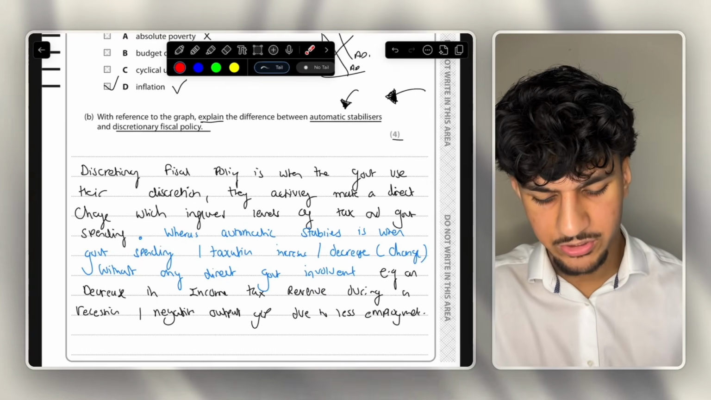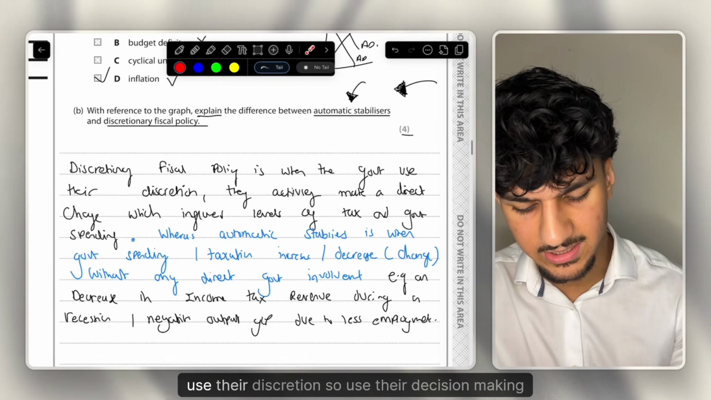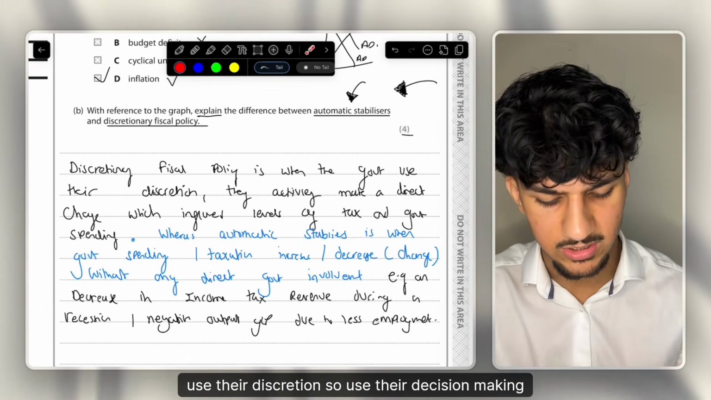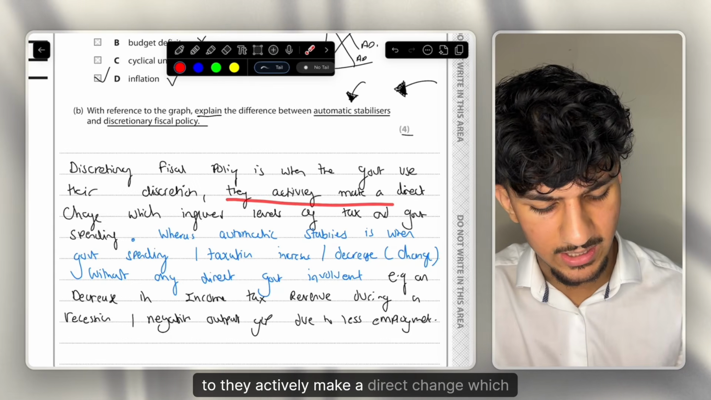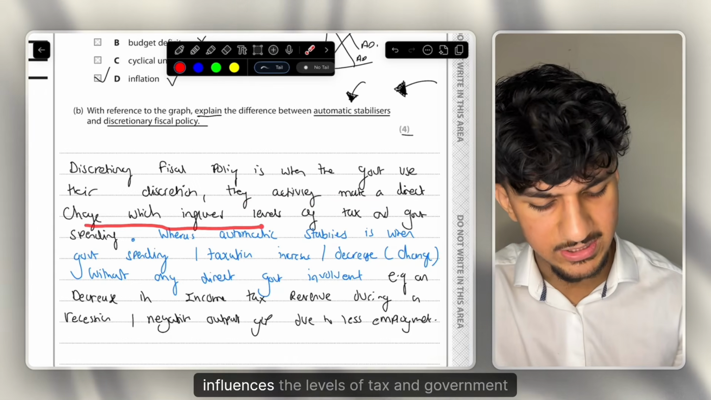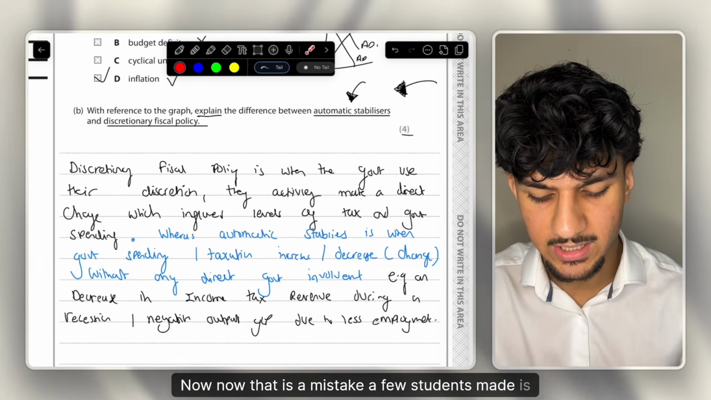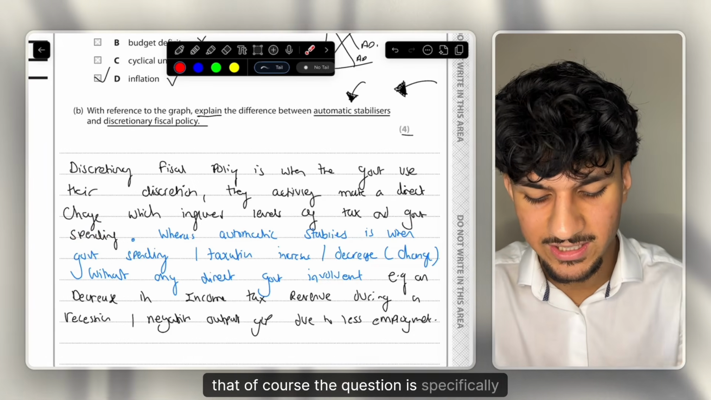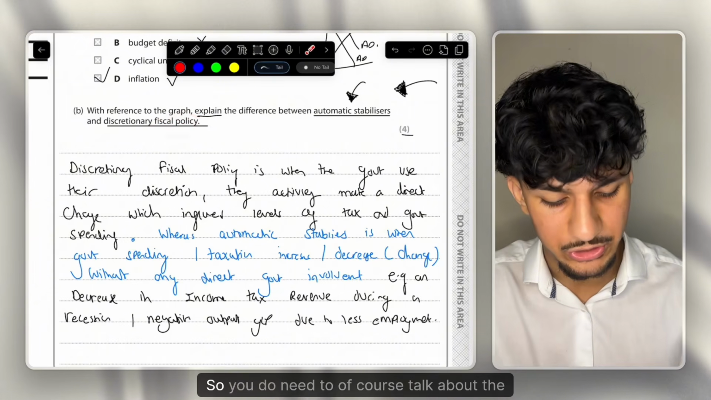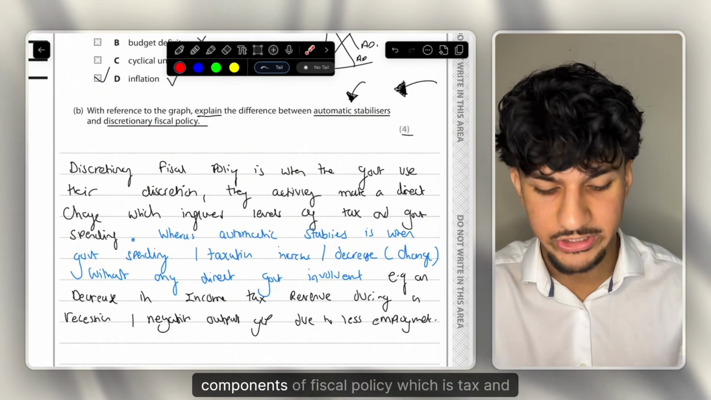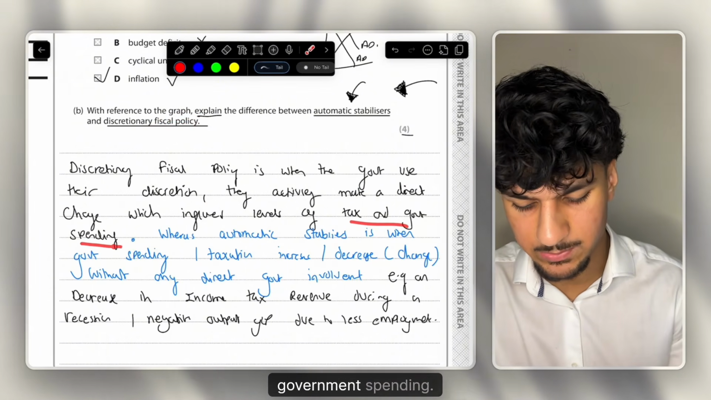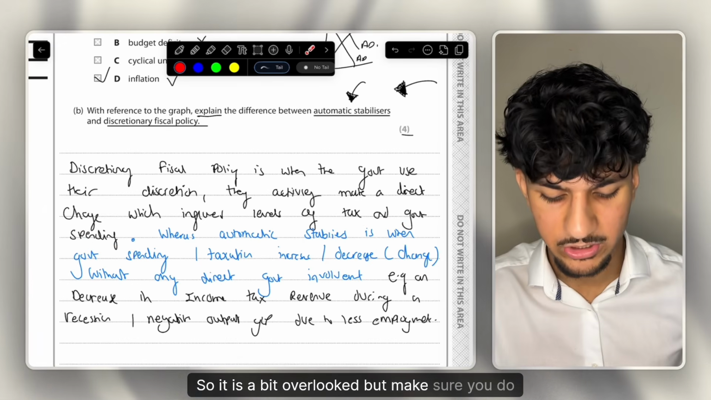But the way I'd worded it, discretionary fiscal policy is when the government use their discretion, so use their decision making, they actively make a direct change which influences the levels of tax and government spending. Now that is a mistake a few students made: the question is specifically referring to fiscal policy, so you do need to talk about the components of fiscal policy, which is tax and government spending. So it is a bit overlooked, but make sure you do mention that.